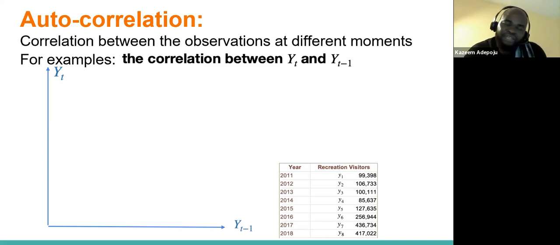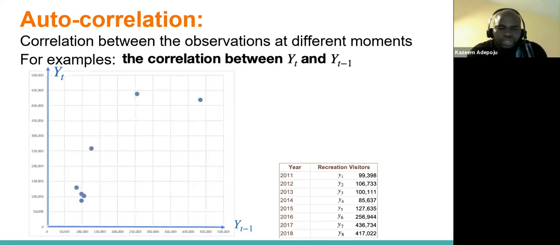Okay, and if there is a relationship between them, then of course that is the autocorrelation that we actually want to talk about. Now, this is after plotting the YT against the lag of that. There's a way you can actually get this. I'm going to show you how you're going to get this. So we got a YT now.